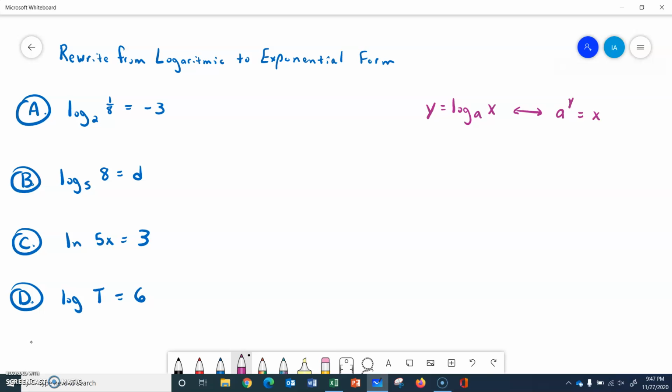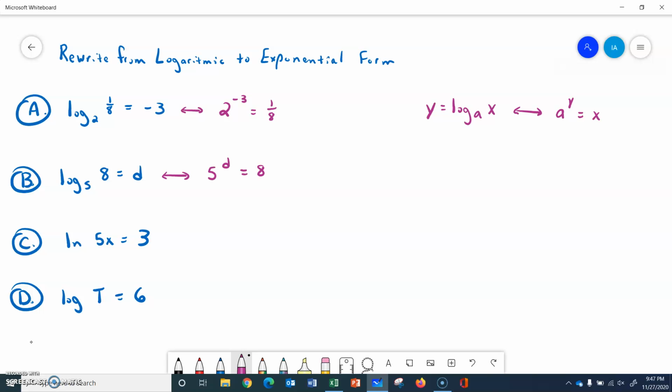A is log base 2 of 1/8 equals -3. So if we rewrite that, 2 is our base raised to the exponent -3, so 2 to the -3 equals 1/8. B, log base 5 of 8 equals d. So 5 is our base and d is our exponent. So 5 raised to the d is 8.